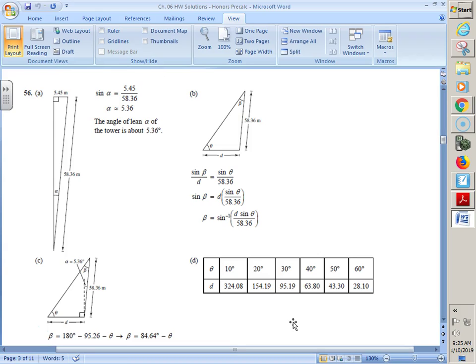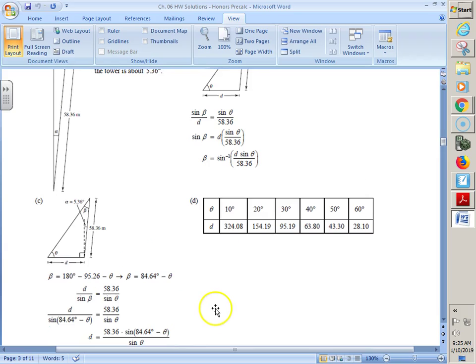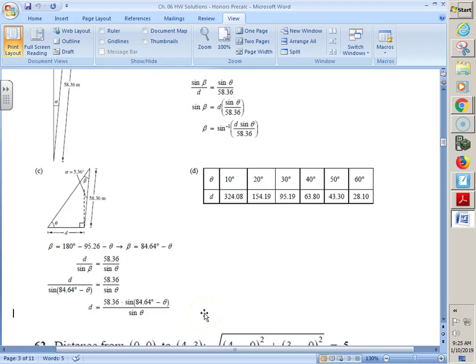You didn't know what theta was, so you were having to use the variable theta and get an equation for part B of number 56. And then you were going to your table and going every 10 and figuring out what was going on. But you were only able to make the table once you finished with letter C, getting D by itself.